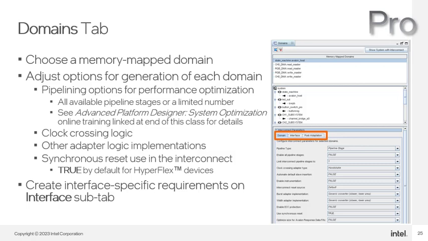As in the Standard Edition, add custom requirements for interfaces in a particular domain using the Interface tab, and additional low-level requirements on the Post-Adaptation tab. Again, see the Platform Designer user guide for details.